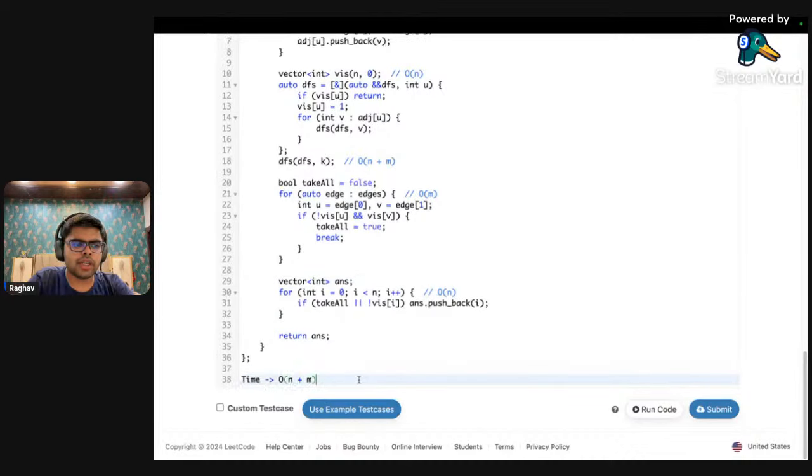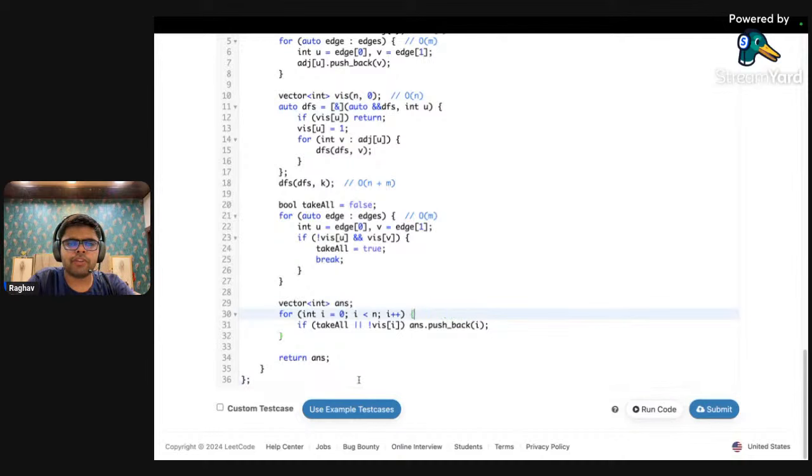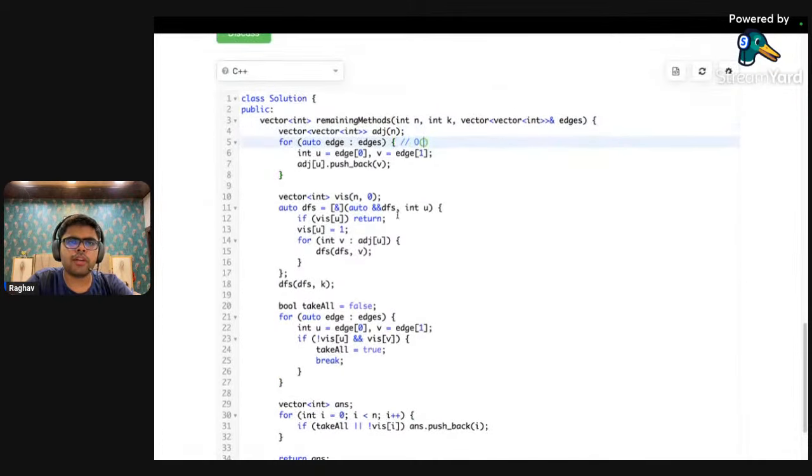In Java, any lambda function? Yeah, lambda functions are there in Java as well, but I don't know if you can write a recursive lambda function or not in Java.